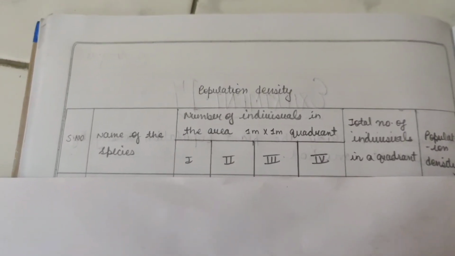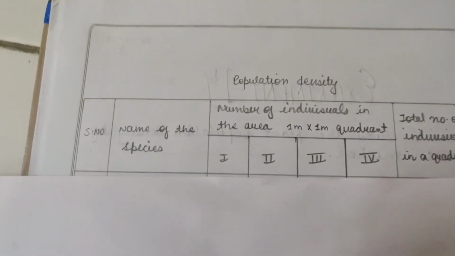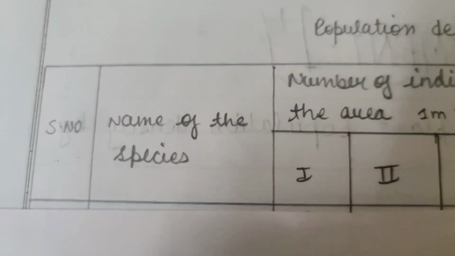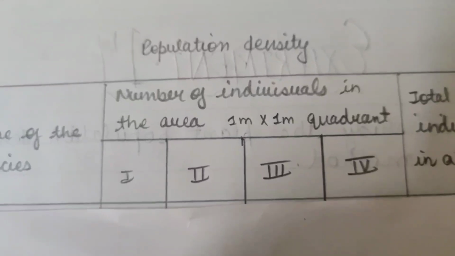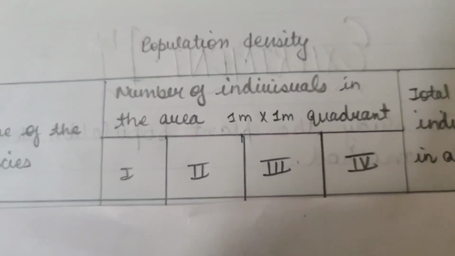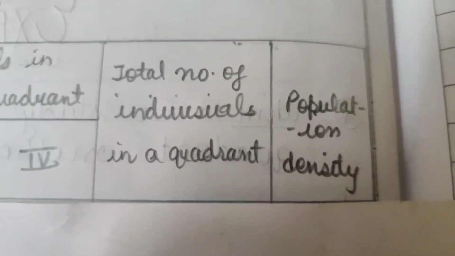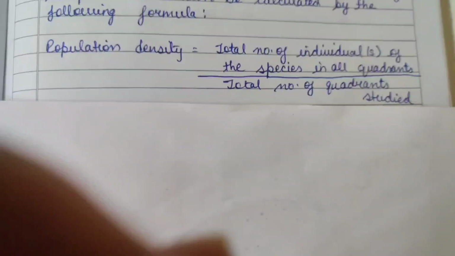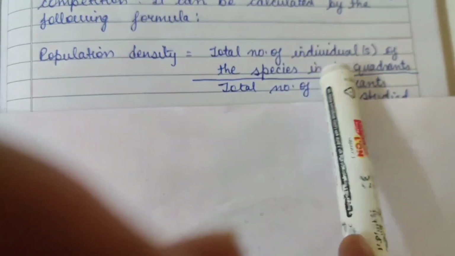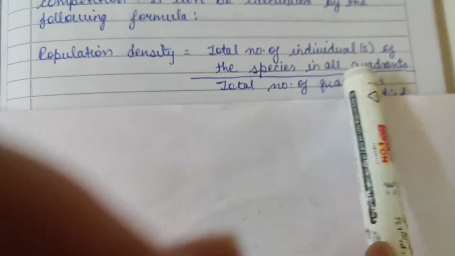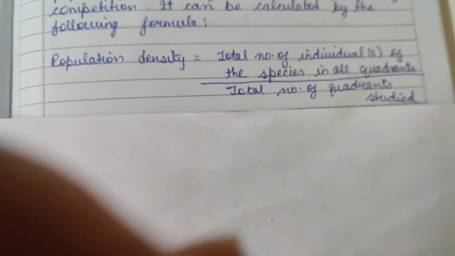We will maintain a table of population density to record our observations. First you can see the serial number, the name of the species, and the number of individuals in each quadrant. So we have written quadrants 1, 2, 3, 4. Then the total number of individuals in all quadrants, and in the last column we calculate the population density. The formula for population density is the total number of individuals of the species in all quadrants divided by the number of quadrants we have studied.